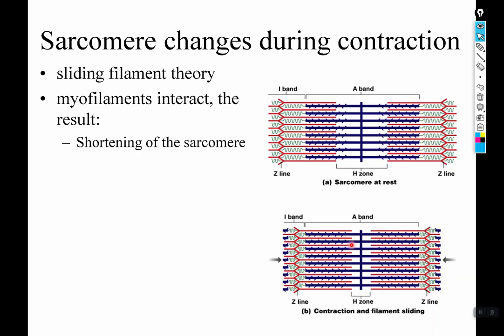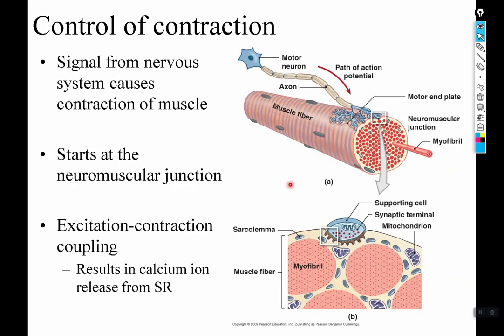So note, the length of the A band has not changed, but the length of the I band and the H zone has changed. So the I band and the H zone have both gotten shorter as the sarcomere itself has gotten shorter. And you can see titin is just very bunched up here because it's just busy being a spring and keeping everything on track. So that's how the sarcomere shortens.